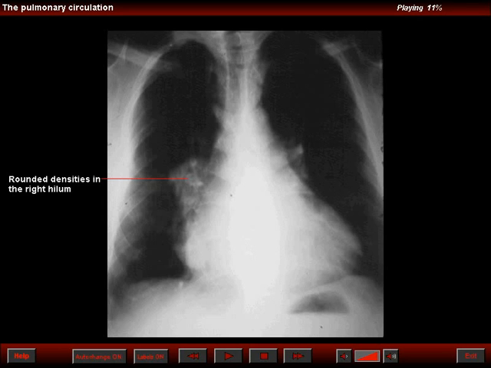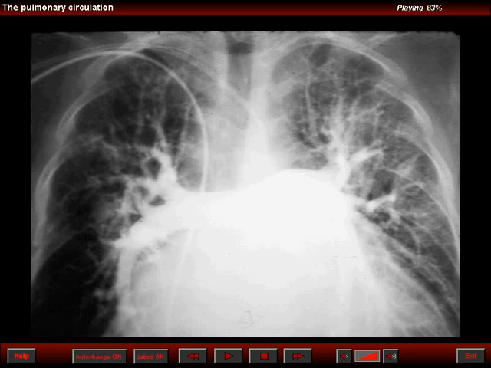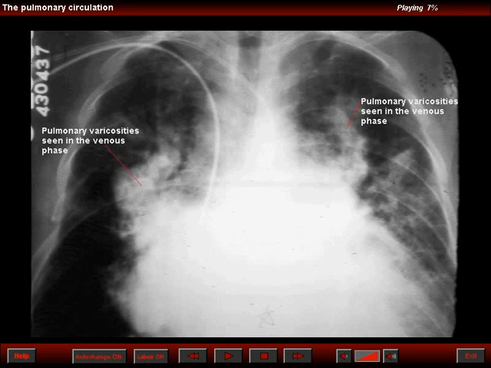This is an adult who did not have cardiac disease and showed rounded densities adjacent to the right atrium and faintly seen in the medial aspect of the left lung. A pulmonary arteriogram revealed no abnormality. In the venous phase of the angiogram, we can see dilated veins. These are pulmonary varicosities affecting the two lungs. Quite often, as a result of prolonged pulmonary hypertension due to mitral disease, pulmonary varicosities can develop on an acquired basis.